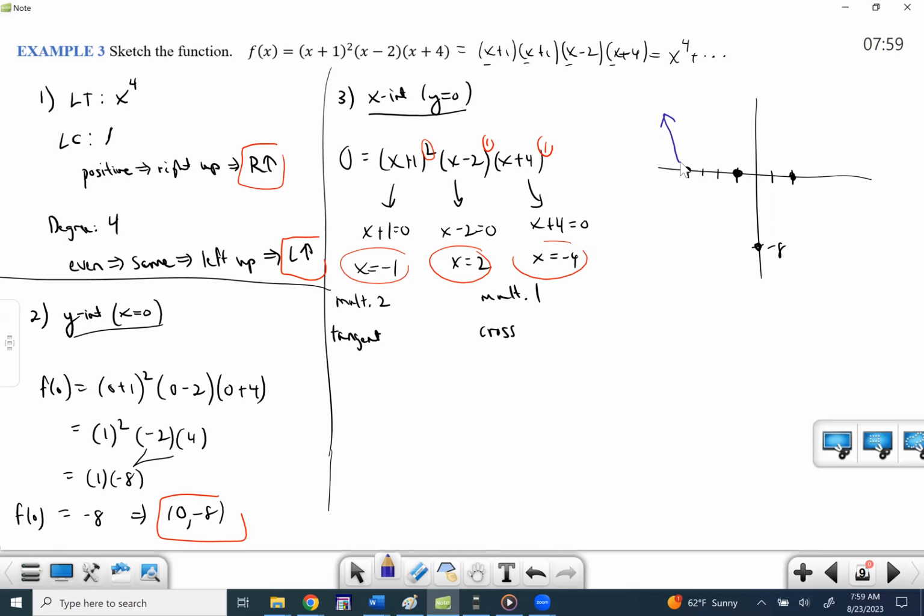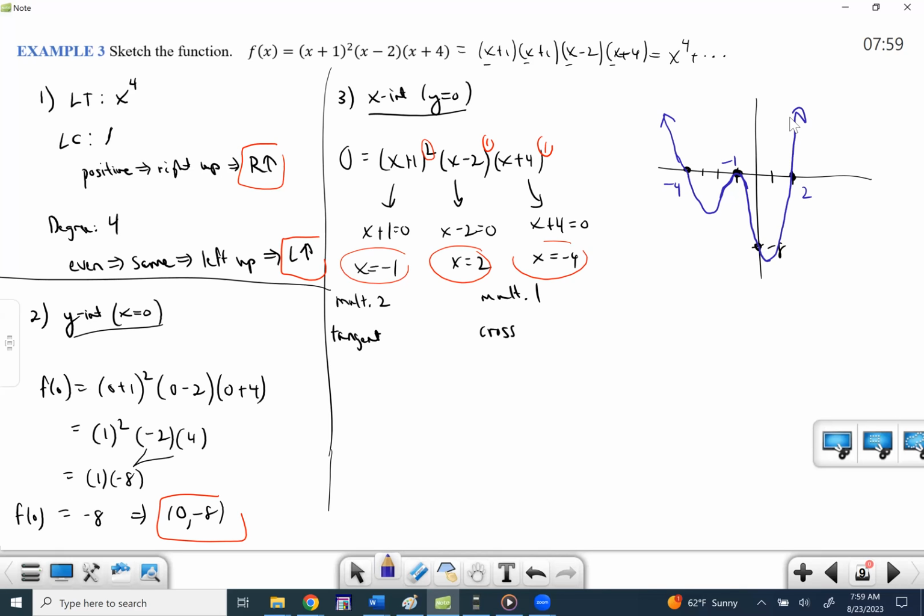Okay, we're going to come down now. I have to think, what do I do at -4? Well, if I look over here at -4, I cross. So I'm going to cross. Then I have to think, what do I do at -1? At -1, I'm tangent. So let me try to draw this so that I'm tangent. There. That's the one for -1. Then I have to come down and hit -8. And then at x equals 2, I'm also crossing. So I'm going to come down and I'm going to cross.